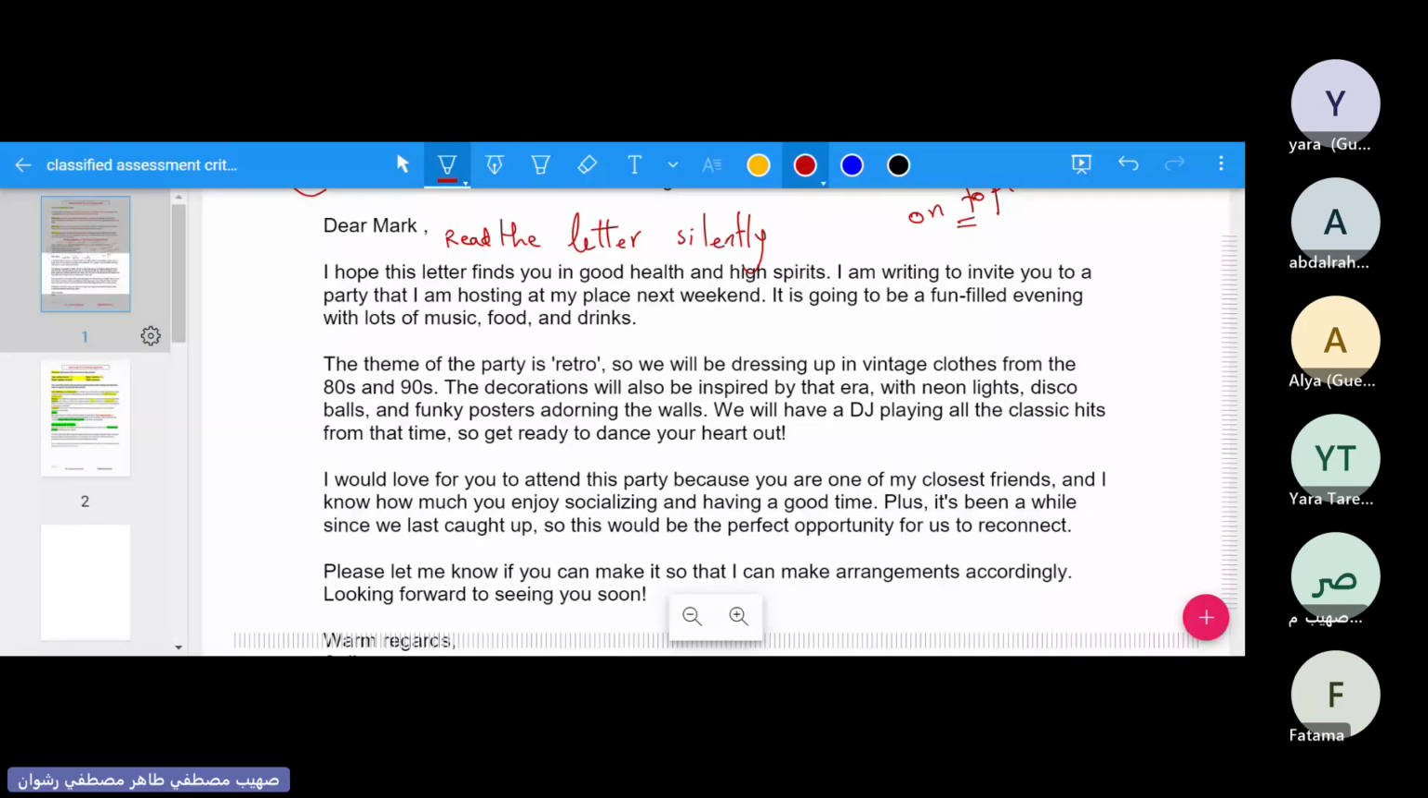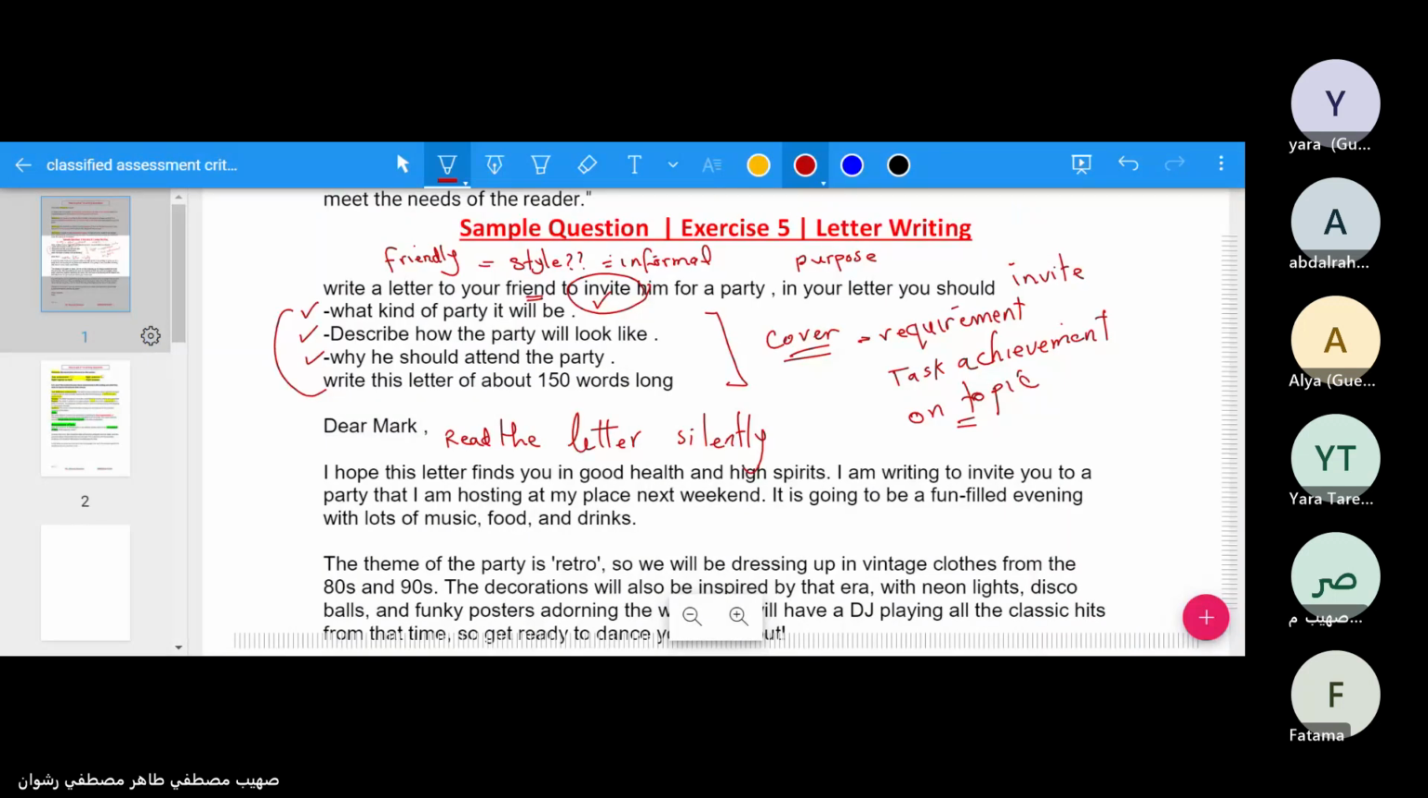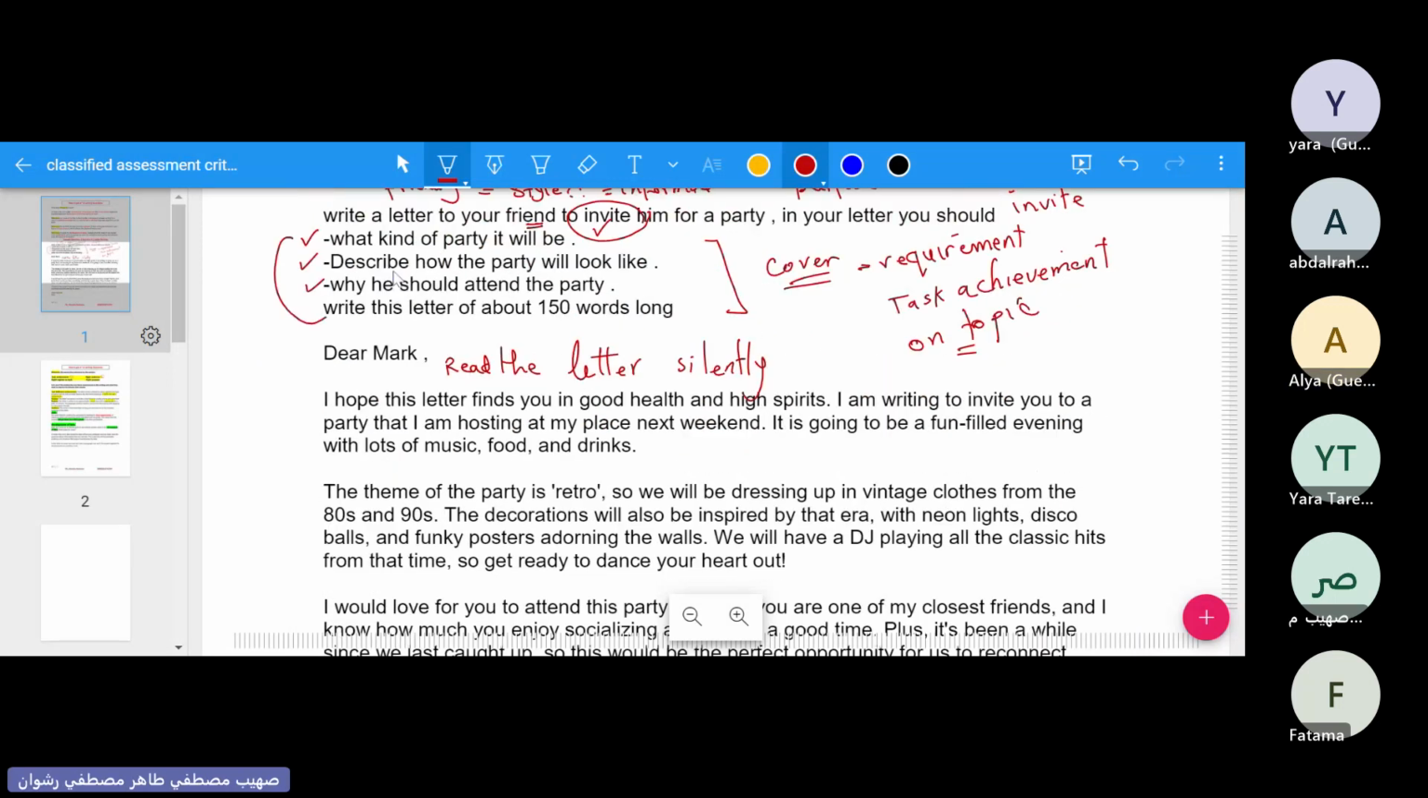Number 1, Alia, did the student achieve the task successfully by covering the 3 points required? Yes. Here are the 3 points. What kind of party it will be? He said that. Okay, wait. Fatma and Alia.